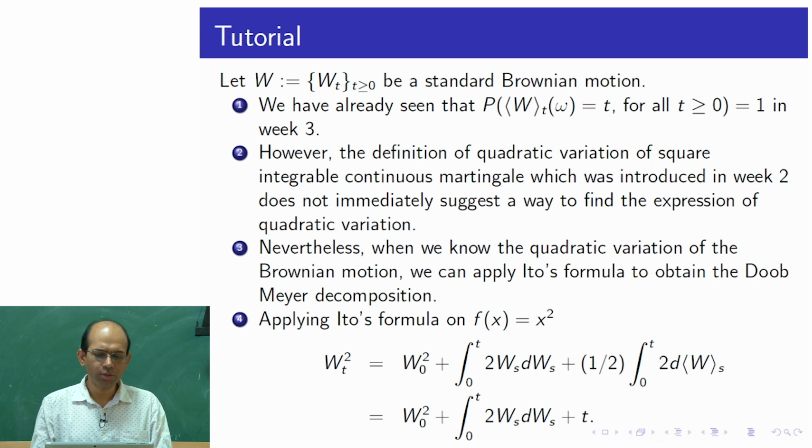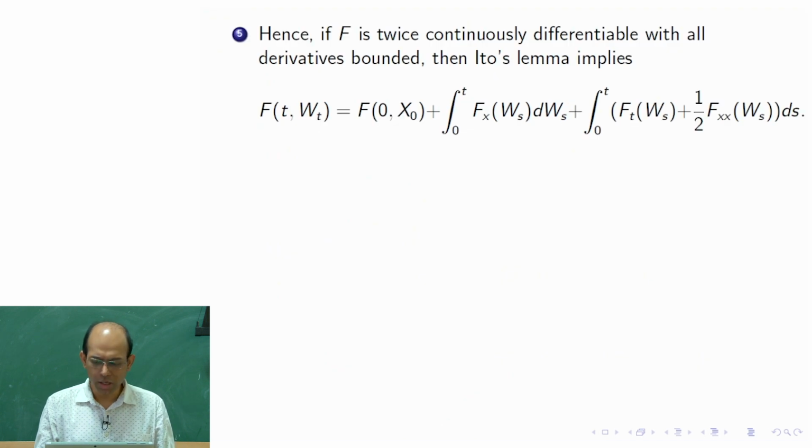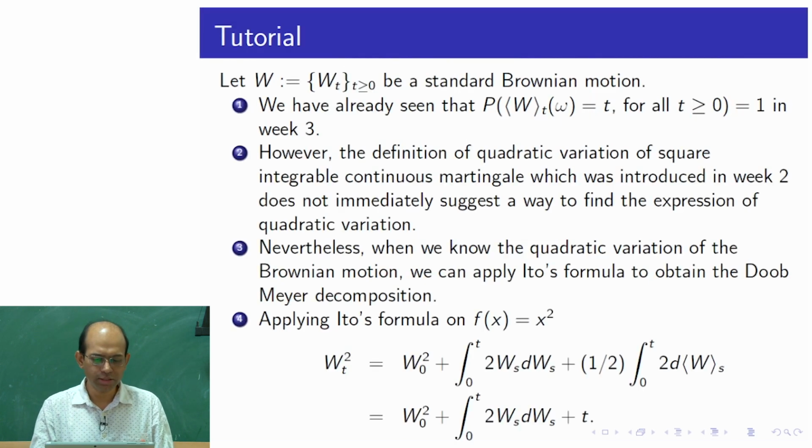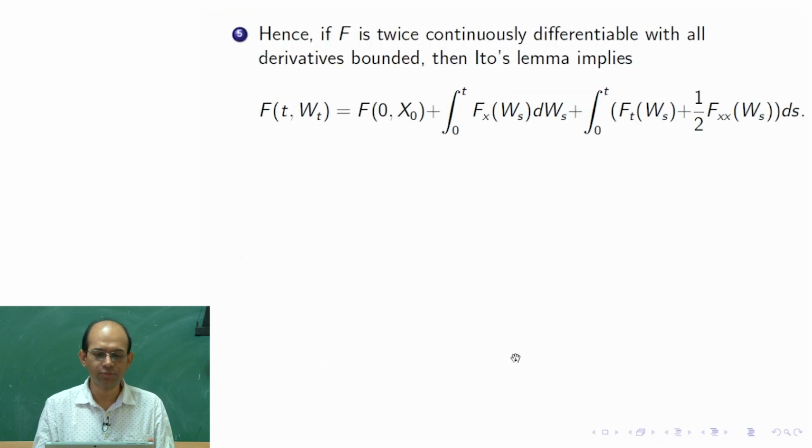After talking about Brownian motion, this was just the formula for a function of x, but now consider a function of x and t. So this is a special case. If f is twice continuously differentiable with all derivatives bounded, then Ito's lemma also implies, and this is also a recollection of Ito's lemma that we have already seen, that f(t, W_t) is equal to f(0, W_0). Here it should be W_0, so this is a typo.